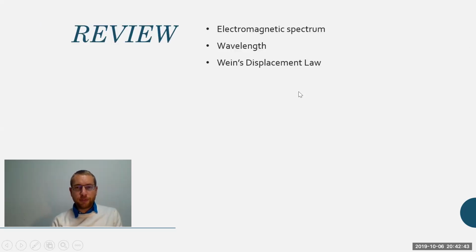All right, so just a brief review on this first portion. Quick reminder on what the electromagnetic spectrum is, and then we went over wavelength and how wavelength affects the color, and that color has a relationship with temperature, which can be described through Wien's displacement law, where the wavelength is proportional to the temperature based on that constant. All right, next step, we will be moving on to brightness.